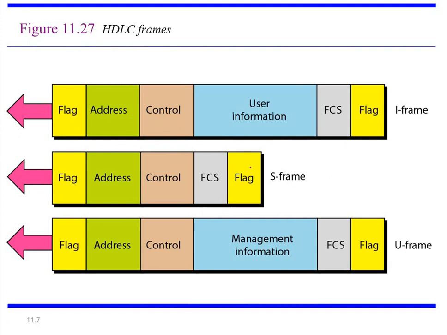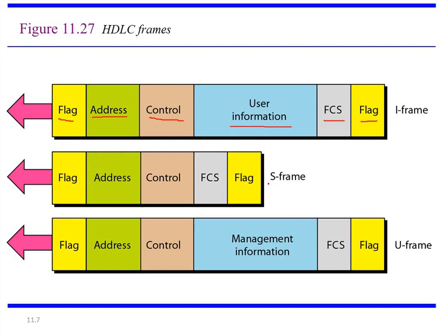So we have considered the 6 fields. It consists of the flag first, then the address of the receiver, then the control information. Control information we are going to discuss in detail afterwards. Then the user information, which is nothing but the user data. Then the FCS and the flag. This is the start flag or the beginning flag, and this is the end of the frame flag. So the I frame consists of all these 6 fields.